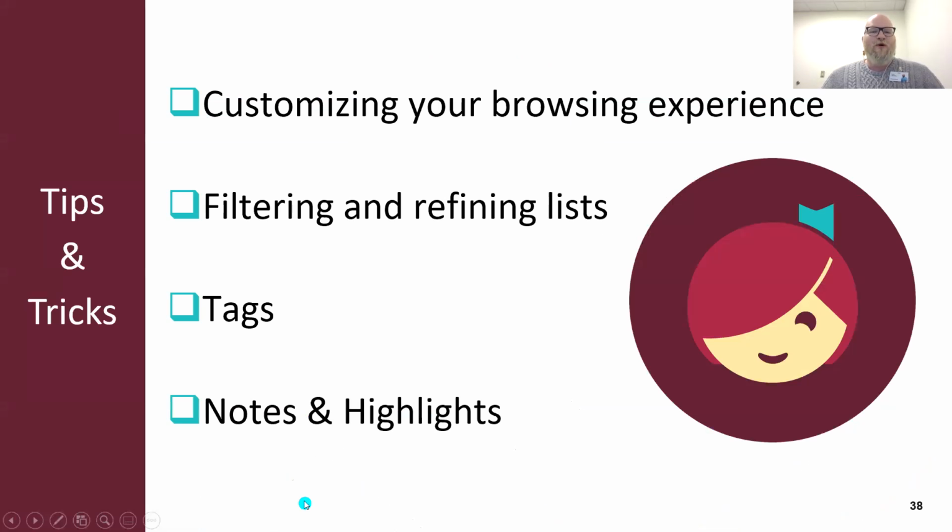All right, we have 4 tips and tricks we're excited to share with you today. First, we're going to talk about how you can customize your browsing experience. Then we'll go through the ways to find the books you like faster by showing you how to filter and refine lists. Then we'll go into our favorite tip of them all, tags, what they are and how we use them, before we wrap up with making and exporting notes and highlights, a tip for more than just students in school and those of us in book club.